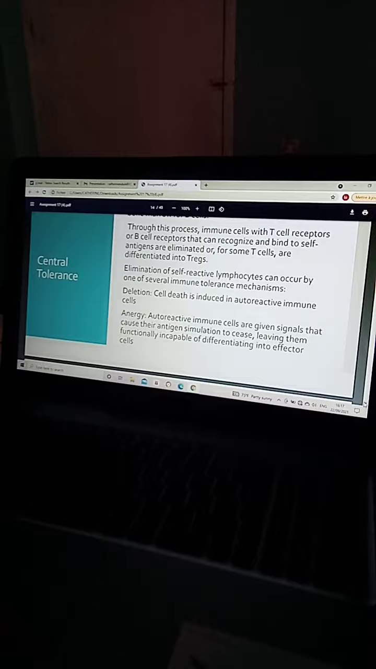Central tolerance. Through this process, immune cells with T cell receptors or B cell receptors that can recognize and bind to self-antigens are eliminated, or for some T cells are differentiated into Tregs.